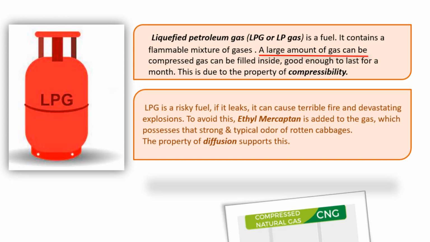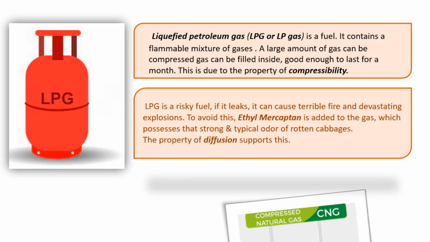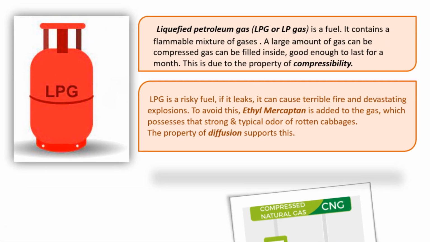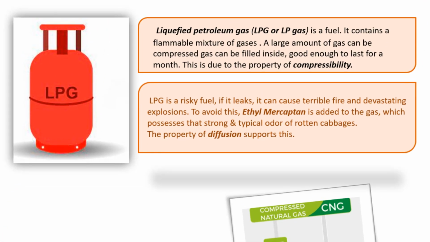A large amount of gas can be compressed under pressure and it can be filled inside that cylinder, and it is good enough to last for a month and even more. This is due to the property of compressibility of gases. Also, you must have seen the CNG, that is the compressed natural gas. Most of the vehicles now have the CNG cylinders fitted at the back. You can see here in the image. It is a replacement of the fossil fuel petroleum, and a large amount of it can be filled inside by the property of compressibility.